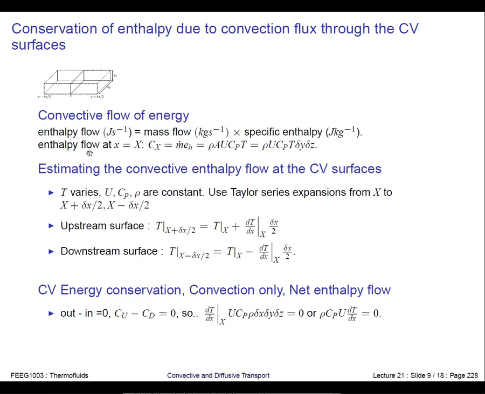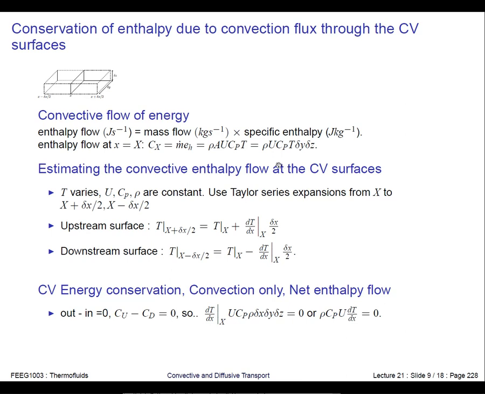So we can work out what the enthalpy flow is at the control volume center, because we know everything there, and that's the mass flow times the specific enthalpy, and we end up with this expression here. So which of these variables changes as we go from x to x minus dx over 2, or x to x plus dx over 2?